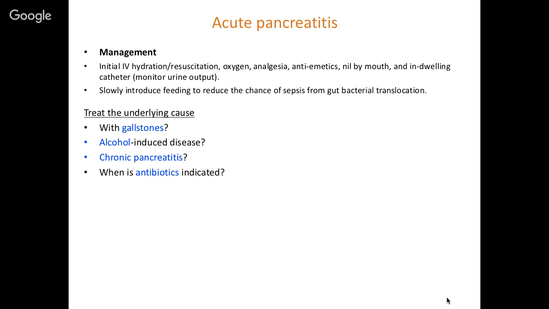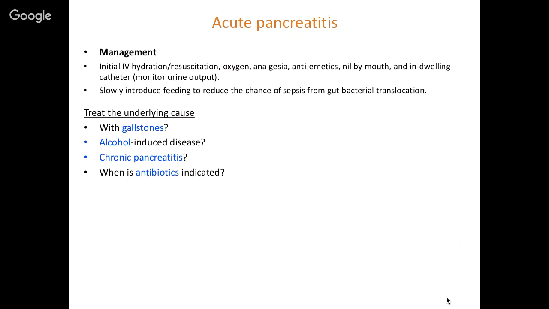Does anyone know the antibiotics we use in pancreatitis? I'll talk about when we use them in a sec, but does anyone know? There are three of them: meropenem, piperacillin, and imipenem. Don't ask me to say that again, it's difficult enough as it is. Meropenem, piperacillin, and imipenem.